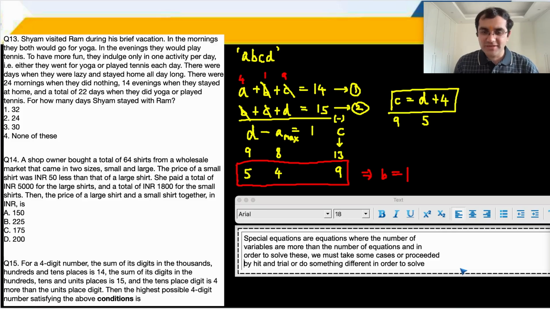So that is the definition. Special equations are equations where the number of variables is more than the number of equations, and in order to solve these we must take some cases or proceed by hit and trial or do something different in order to solve them. So now we are moving to the next level of questions where your variables will be more than the equations, and we should be having some good quality questions coming up in the category of special equations.